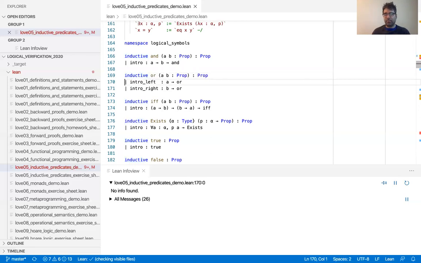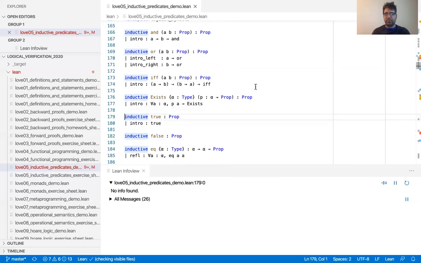So it's like if you have a proof of A, you have a proof of OR. If you have a proof of B, you have a proof of OR. For if and only if, you just have one introduction rule. You need a proof that A implies B and a proof that B implies A. Right here, you have only one intro rule, which we've seen before for exists. For true, we have one intro rule, and for false, we have zero, right?